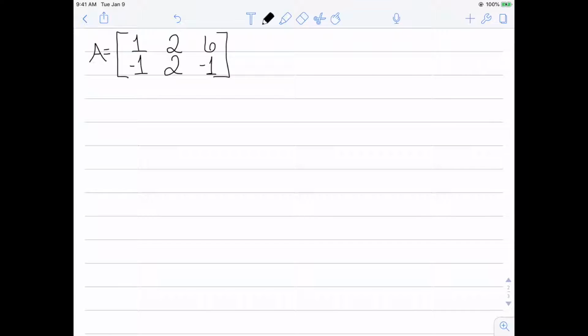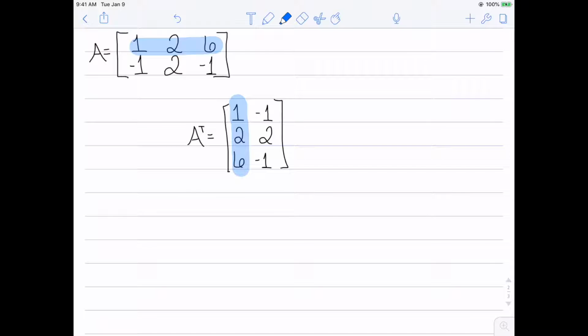As an example, here's the matrix A, and we want to find the transpose. And here's the transpose. The first row of the original matrix is now the first column of A transpose. So I just turned the rows into columns and the columns into rows.